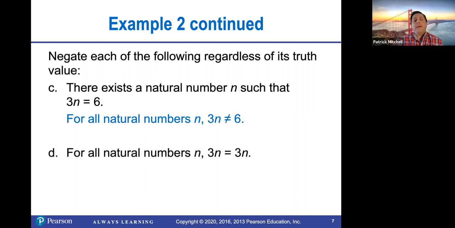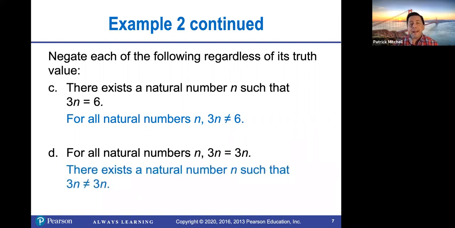All right, here is a universal statement: for all natural numbers n, 3n equals 3n. All right, so trying to apply what we did in letter C, we changed the existential to universal, and then we changed the statement to its opposite. So let's try that with this one too. This one starts with a universal, so we'll change it to an existential, and we'll change the statement 3n equals 3n to its opposite. So that would say there exists a natural number n such that 3n does not equal 3n, okay?